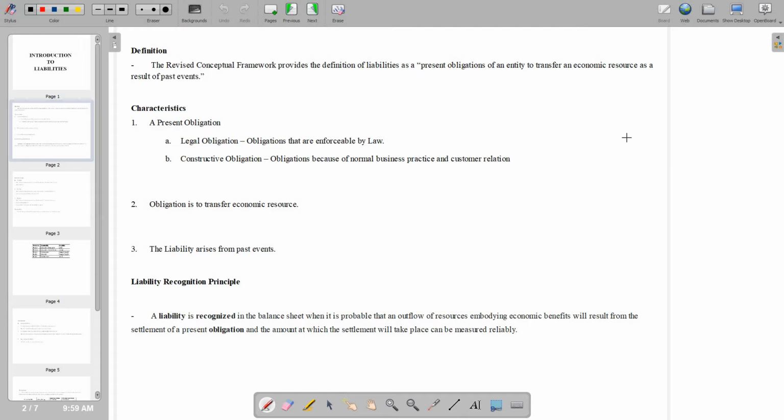Number one is the present obligation. So there should be a present obligation. There are two types of obligation in this manner. Number one is legal obligations. Number two, constructive obligations. When we say legal obligation, these are obligations that are enforceable by law. I believe it is defined in our civil code.